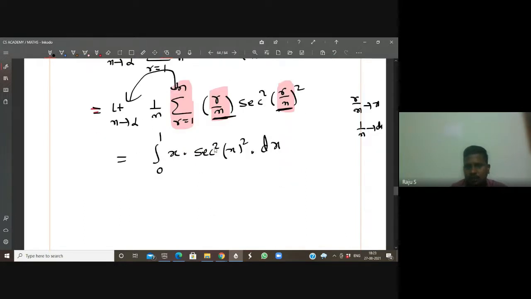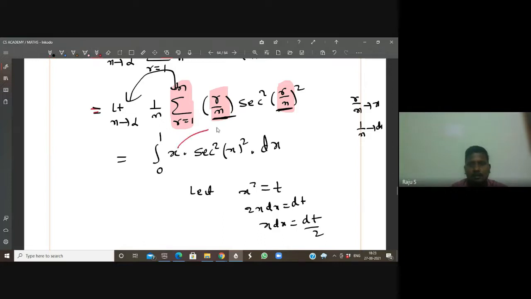Got it? Finally, we got it. It is very easy to simplify. This x square is there. Now, let us take x square is equal to t. 2x dx is equal to dt. So x dx is equal to dt by 2, because x dx is there here. x dx becomes dt by 2.